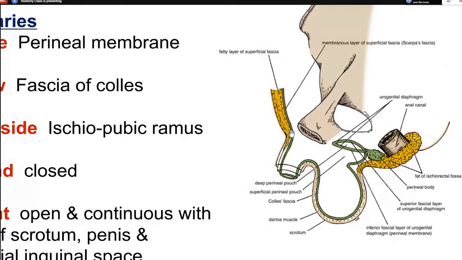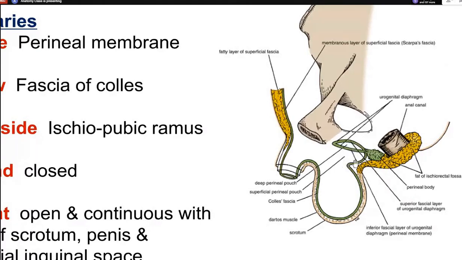Okay. So why do you have to know this one? Because it has clinical correlation. I'll tell you later on. It's also clinical applied anatomy.